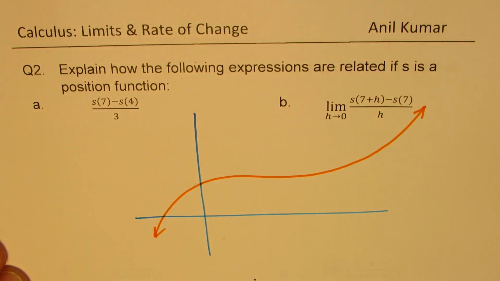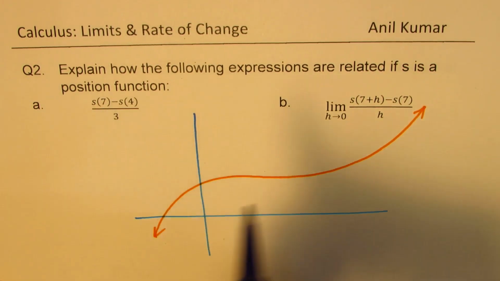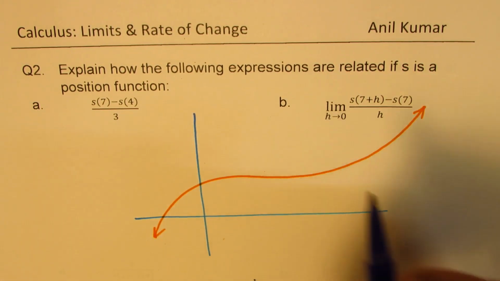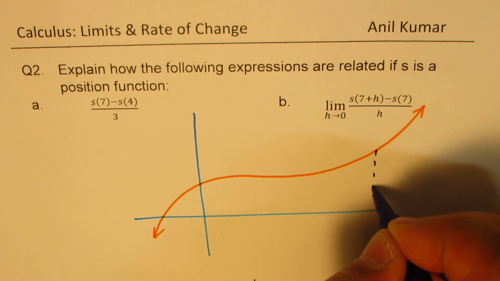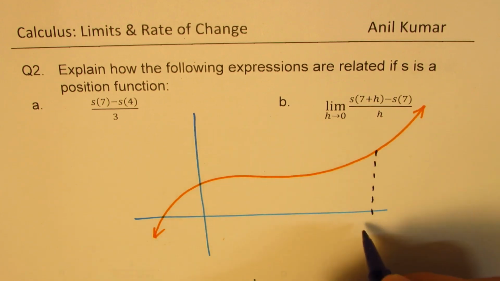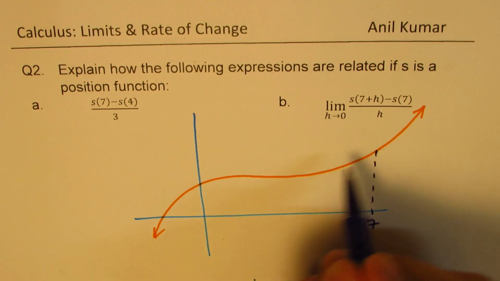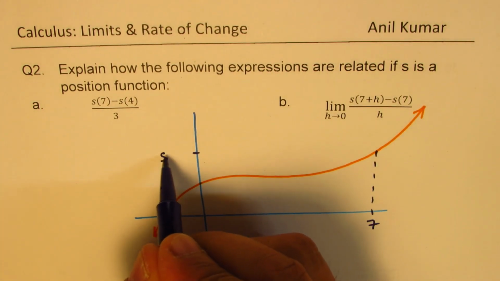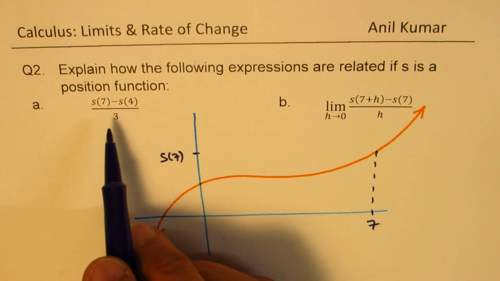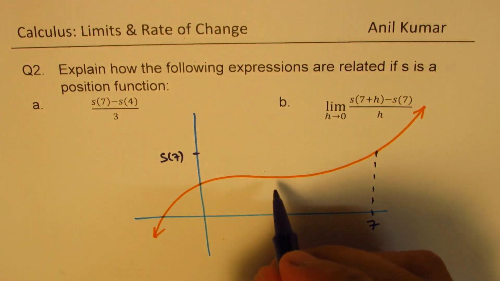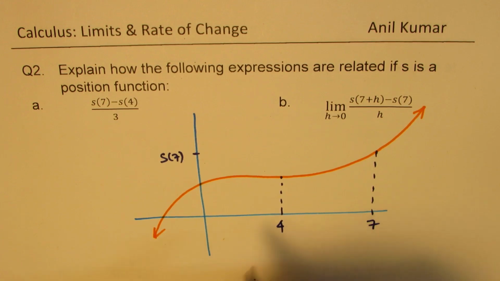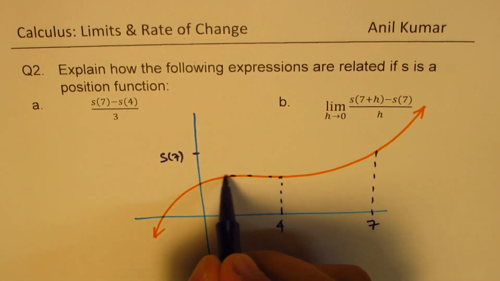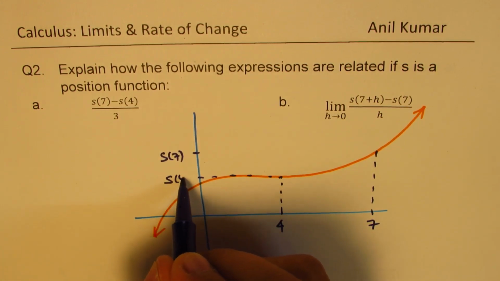Right. We are considering 2 points when we say S of 7 is the value of the function at 7, right? Let's say this point here is 7. So S of 7 is this value, right? Now when we say S of 4, let's say 4 is here somewhere. So this point here will be S of 4, clear?